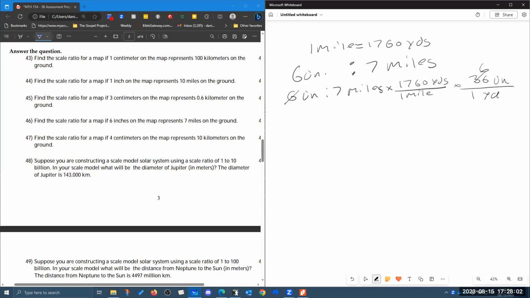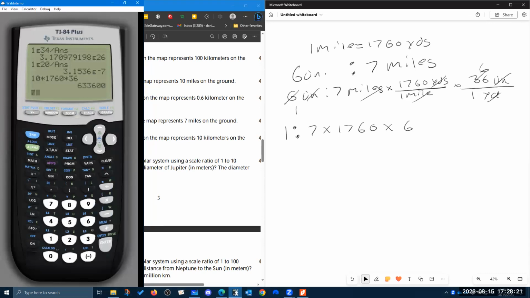Inches are going to cancel out with inches, yards with yards, miles with miles. This will be 1 to 7 times 1760 times 6. 7 times 1760 times 6 is 1 to 73,920. So 1 unit on the map is worth 73,920 of that same unit on the ground.